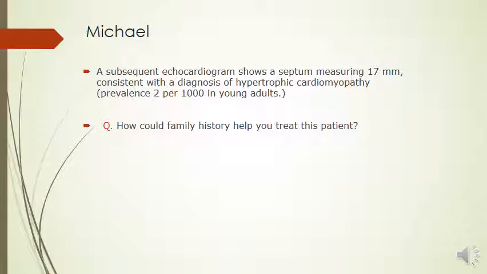A subsequent echocardiogram shows a septum measuring 17 millimeters, consistent with a diagnosis of hypertrophic cardiomyopathy, which occurs in 2 per 1,000 young adults. How could a family history and a pedigree help you to treat this patient?